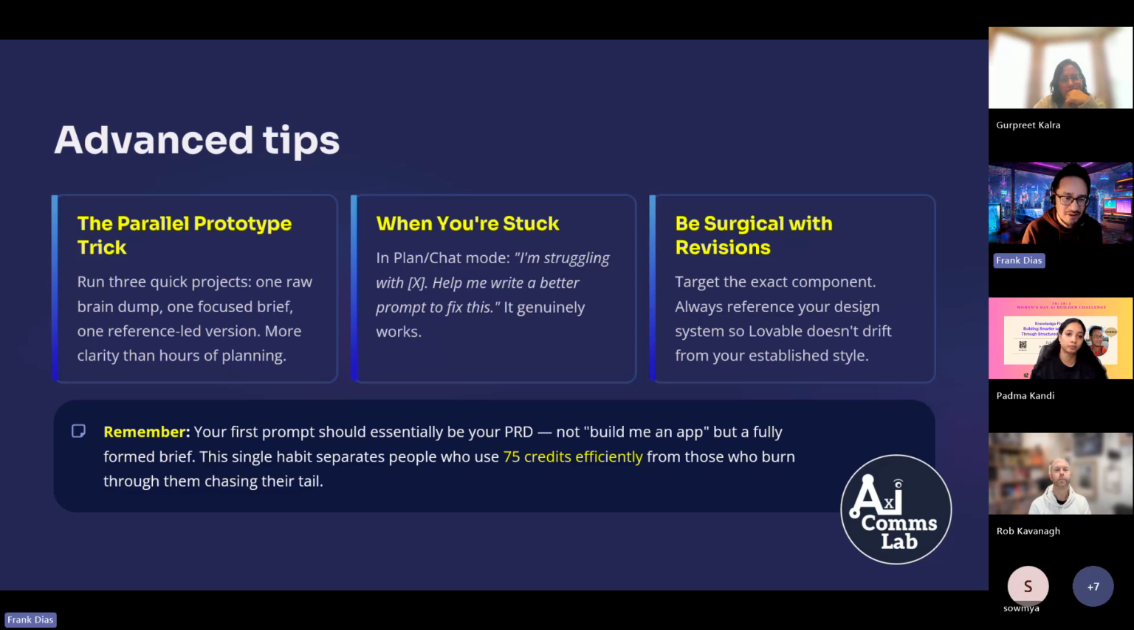Then some advanced tips. One is the parallel prototype trick, which is, before you dive into a single project, you might just do 3 quick mini projects related to your business idea. One might just be your raw brain dump, because sometimes just getting the build done helps inspire you to pick up on points that don't work.